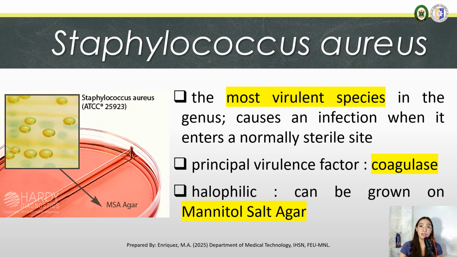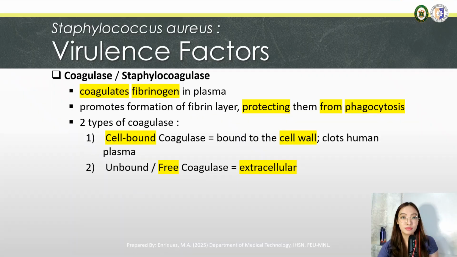So marami pa pong iba't ibang virulence factors ang Staph aureus, but its primary virulence factor is the enzyme coagulase or staphylocoagulase. As I've mentioned earlier, they may be halophilic, so we may be able to observe or isolate them using the mannitol salt agar as shown here on the left. Alright, isa-isahin na po natin yung mga virulence factors ng Staph aureus.